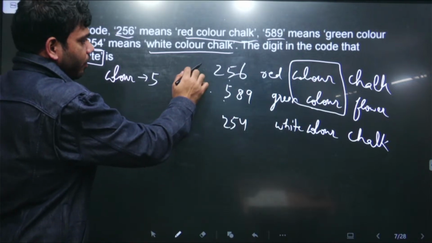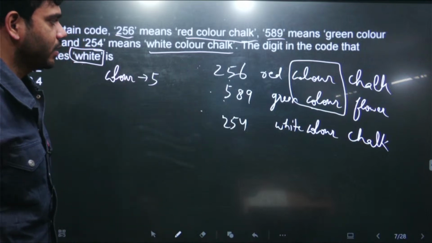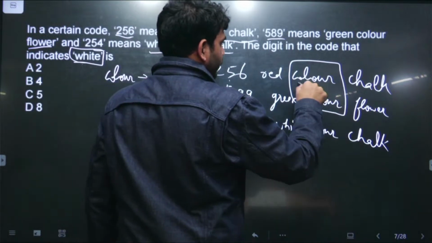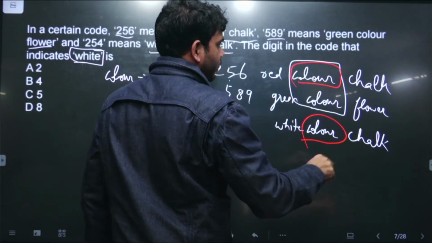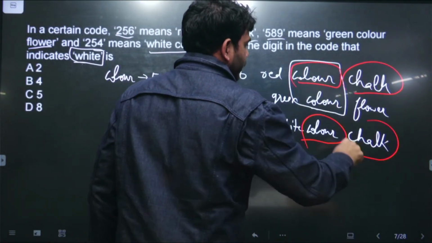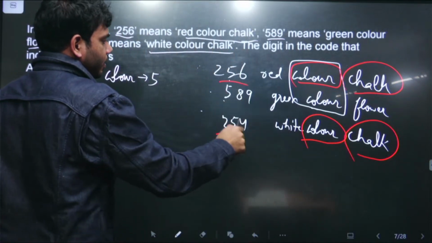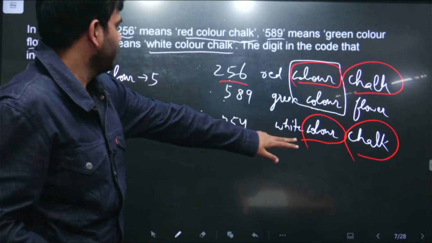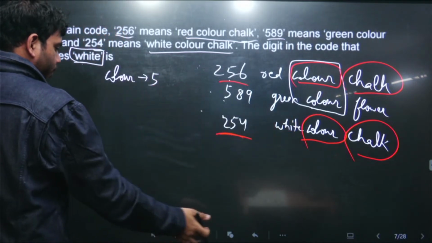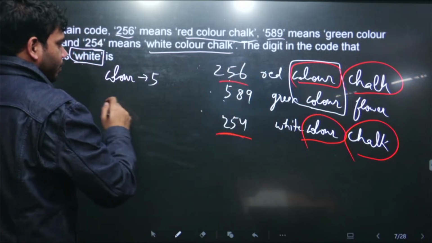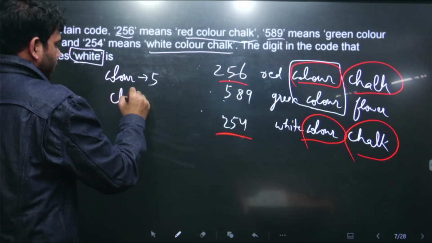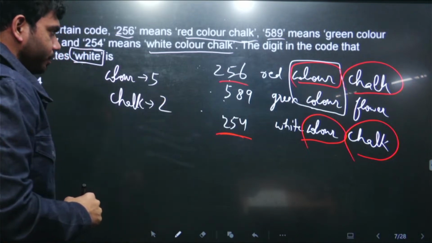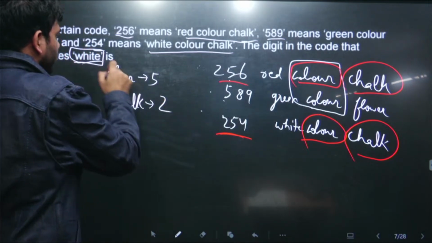And from the first and the third statements, color is common and chalk is also common, and in the digits, 2 is common and 5 is common, and we know 5 is for color. So with a sure guarantee from the first and third statements, we can say chalk is written as 2. Then we need to find the code for white.